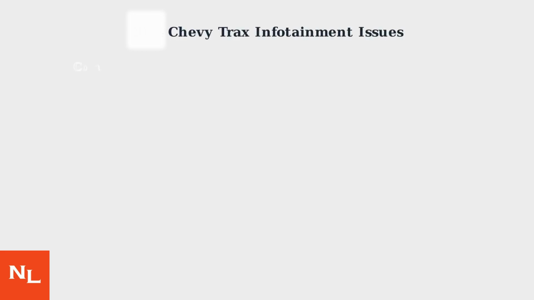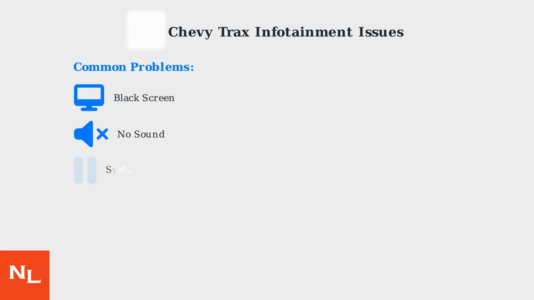The 2024 Chevy Trax Infotainment system has several common issues that owners frequently encounter. These include black screens, no sound output, system freezes, and connectivity problems with Android Auto and Apple CarPlay. These problems often stem from software glitches, electrical system fluctuations, memory overflow from cached data, hardware connection issues, or temperature-related malfunctions in extreme weather conditions.